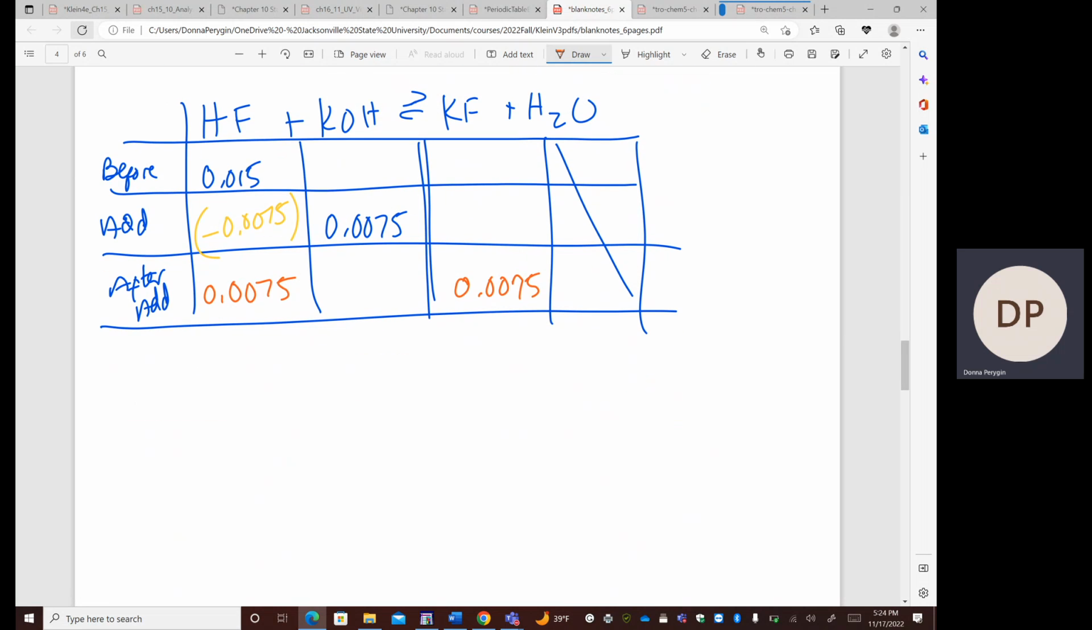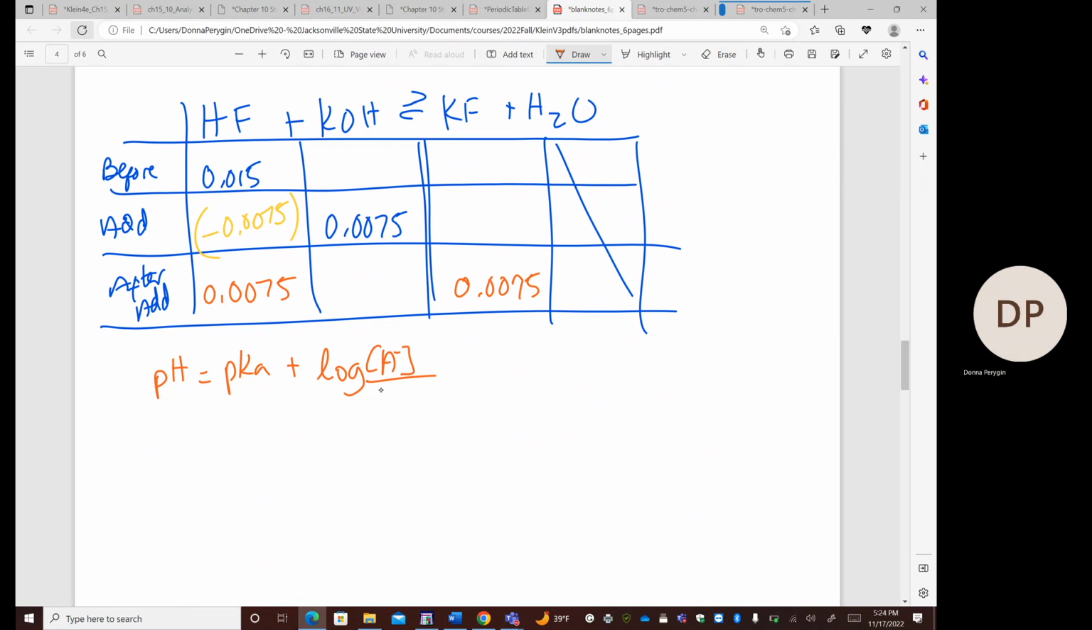So let's go ahead and calculate our pH. So the pH is equal to the pKa, which we calculated earlier. That's the negative log of the Ka, plus the log of the concentration of A minus over HA. So we learned that we can actually just plug the moles in here instead of having to recalculate our concentration.